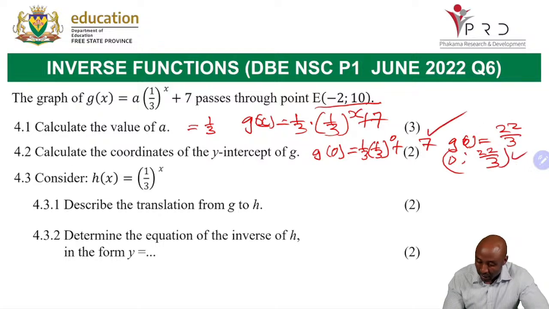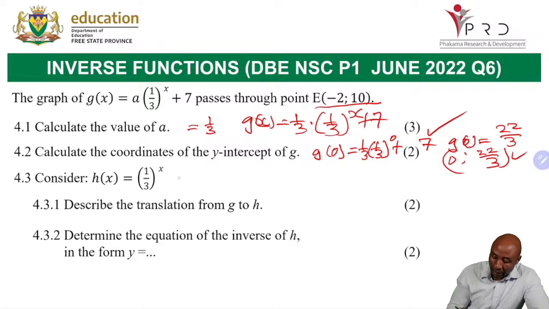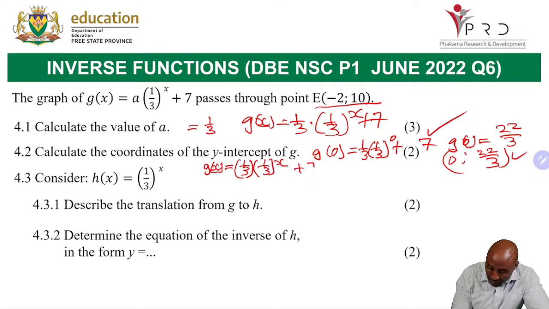Method, answer. So we are given h of x is equal to (1 over 3) exponent x. We want to describe the transformation. Now, I want us to look at this. g of x, we got it as (1 over 3) exponent x plus 7. Bases are the same, so I can write my g of x as (1 over 3) exponent x plus 1 plus 7.